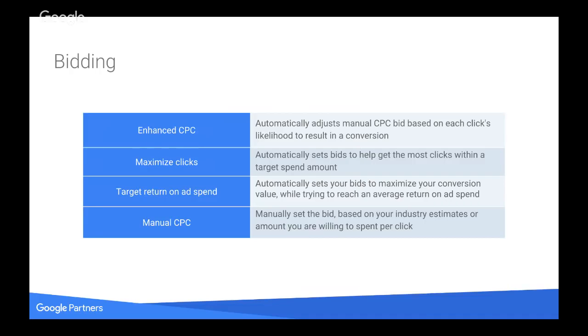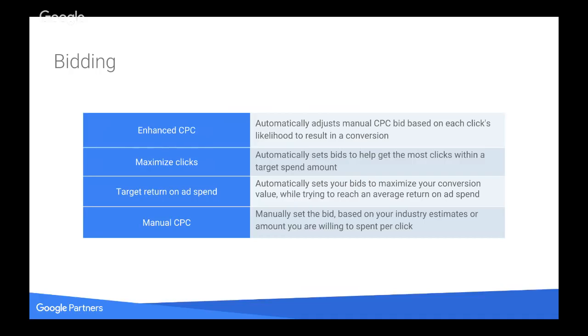You then have maximized clicks, which automatically sets bids to help you get the most clicks within a target spend amount. So say you want as many clicks as you can within $100, you can go ahead and do that using a maximized bid strategy. It's great for when you want to spread brand awareness, you're new to the market, and you just want to tell people, hey, I'm here.